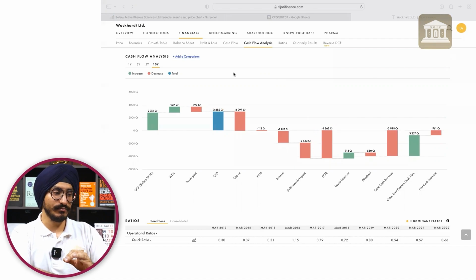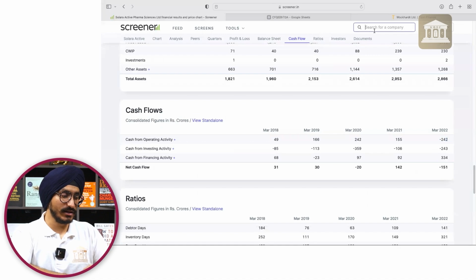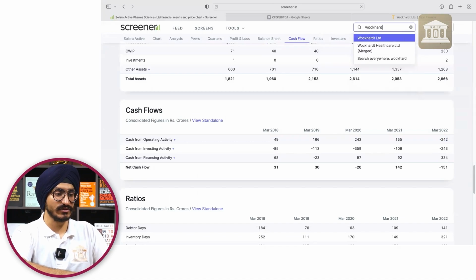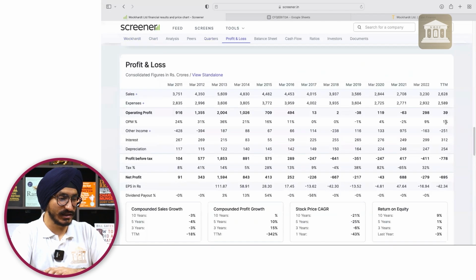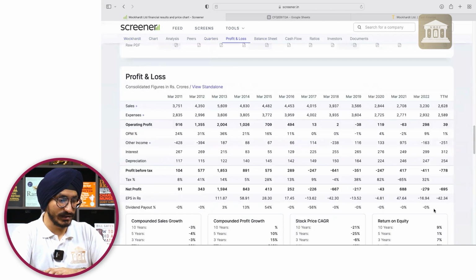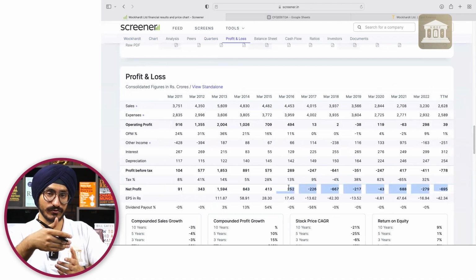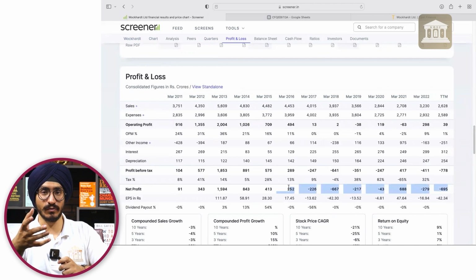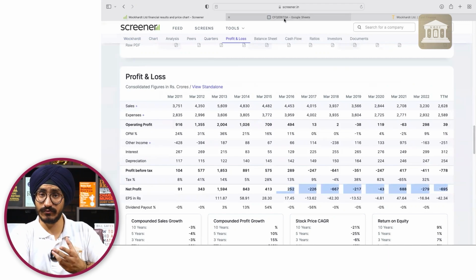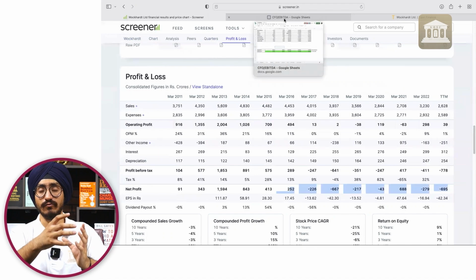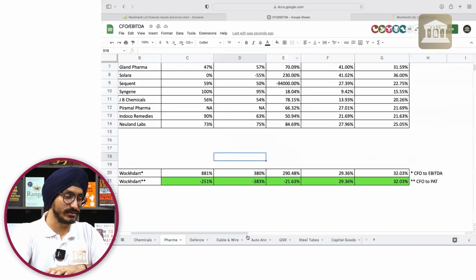It means that the company is a treadmill business and they are not able to make any cash for the shareholders. Just look at Wockhardt and you'll see that the margins are really volatile. And if you look at the profits, the income statement indicates that they've been loss making in a lot of years. So it indicates that the business model is a weak business model. This is why CFO to EBITDA, CFO to PAT, and looking at the cash flow walkthrough can help you a lot in your investing journey.